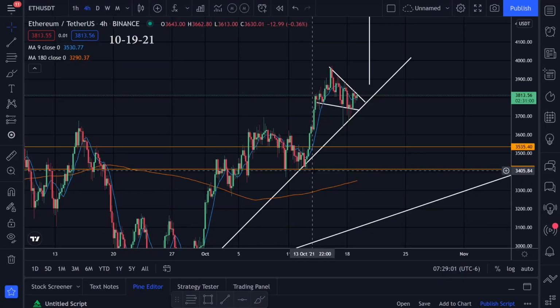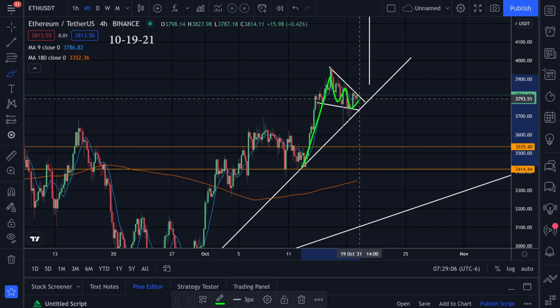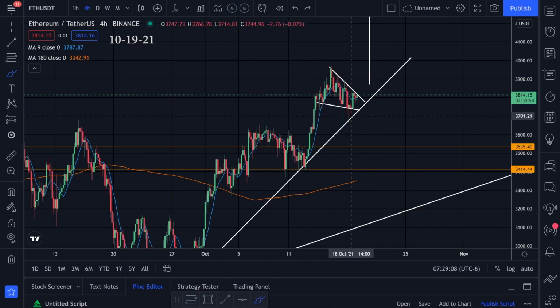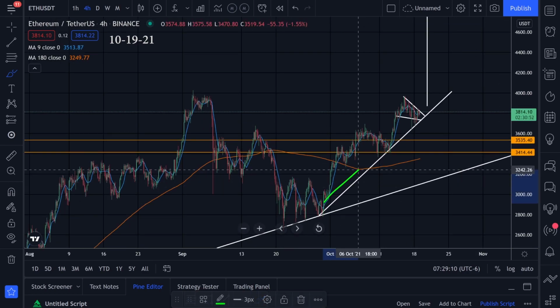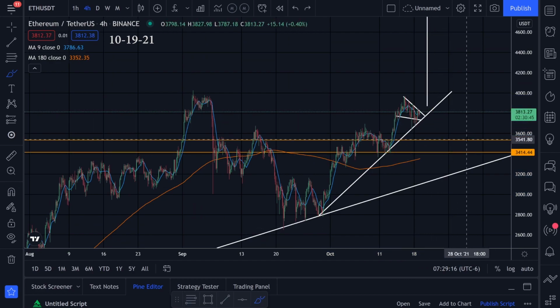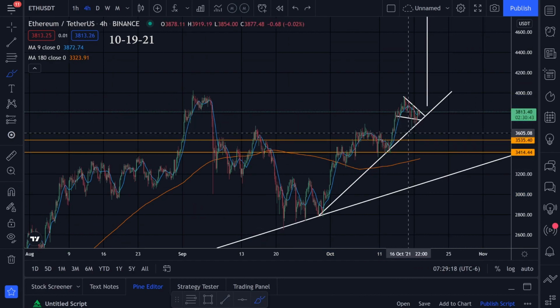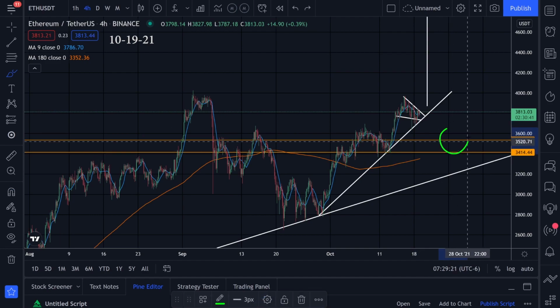Let's take a look at the chart action for Ethereum. In this video, we're going to be talking about this flag pattern that I'm looking at right here on the 4-hour time frame, and I think we could also look at this uptrend right here. If we break that to the downside, I'm going to show you some levels to watch for some targets. If we come down, maybe we could put in some limit orders.